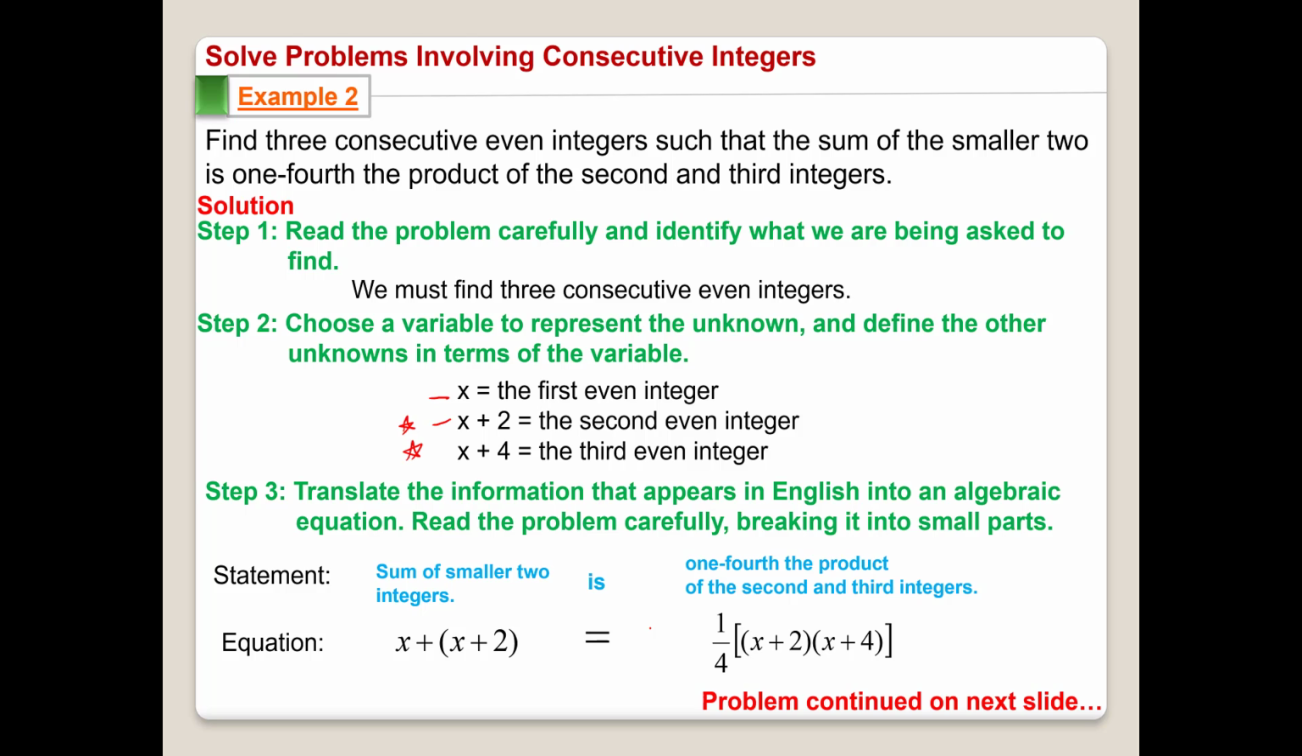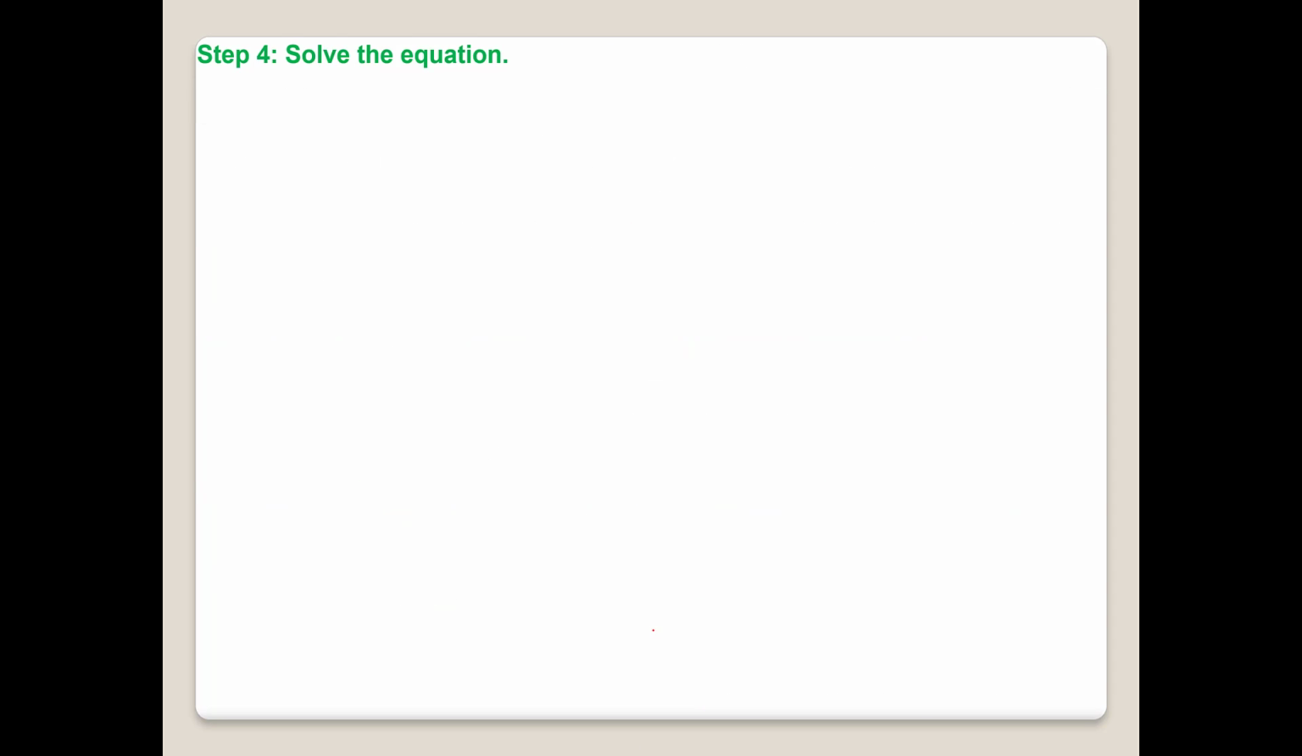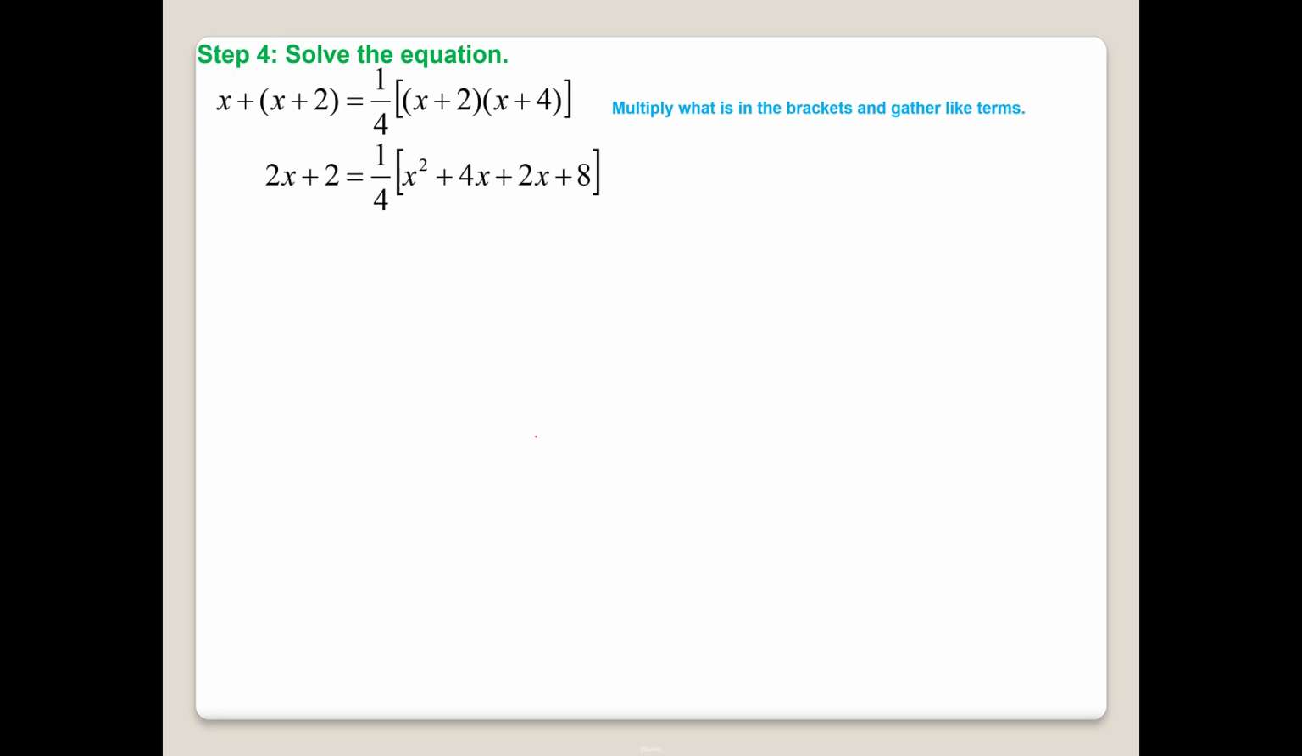So now let's see what we got on the next slide. So now we can solve this, right? We've got that equation. And now we just need to multiply with some brackets and gather like terms. So in this case, you see we got x plus x. Those parentheses are pointless because there's nothing else you can do inside of them. So you got 2x plus 2. And that equals 1/4. And then we multiply by the FOIL method here.